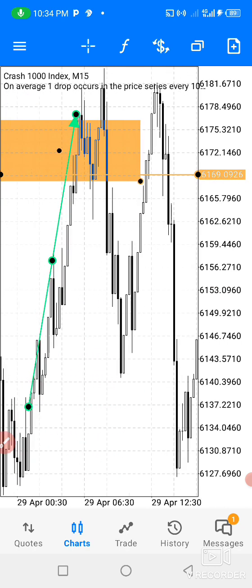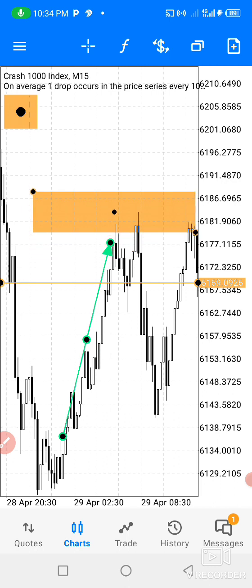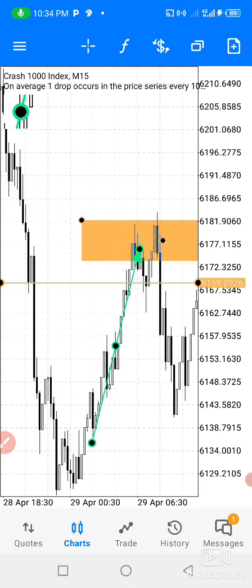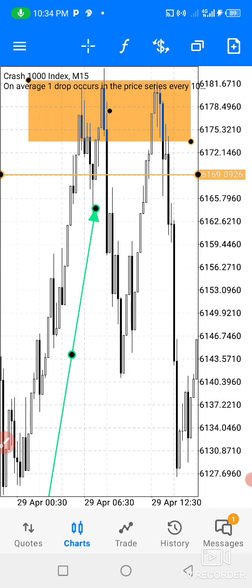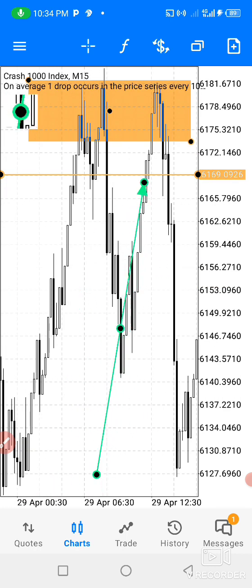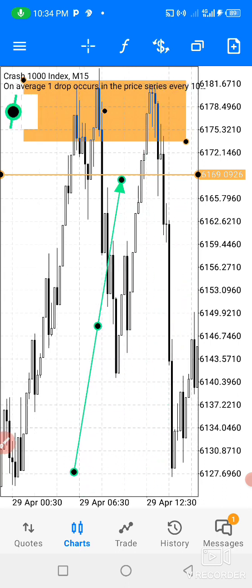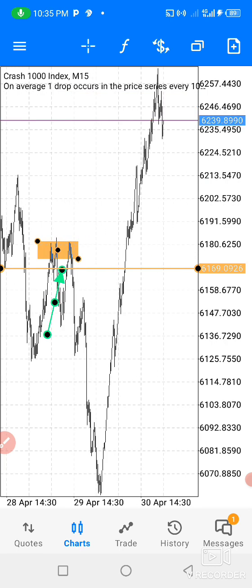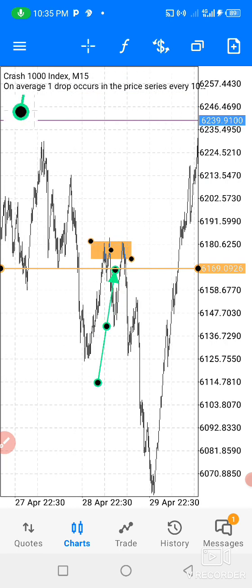You can see the market sold for the first half, and again came back and retested the order block, and then sold massively again, getting lower lows. So that is how this will work.